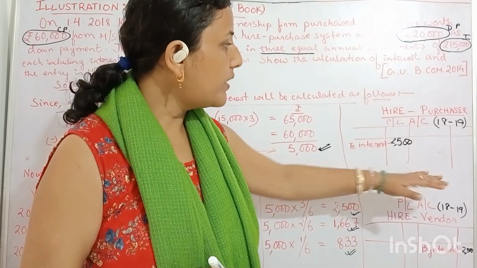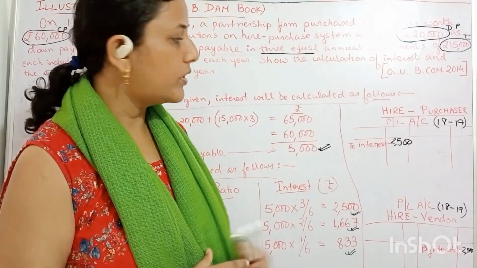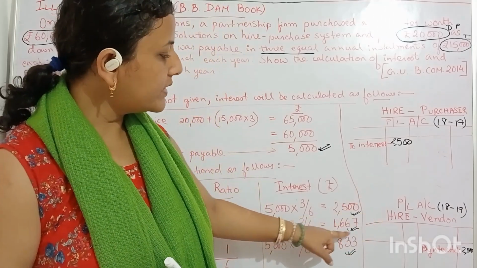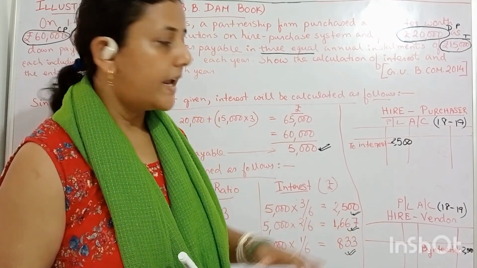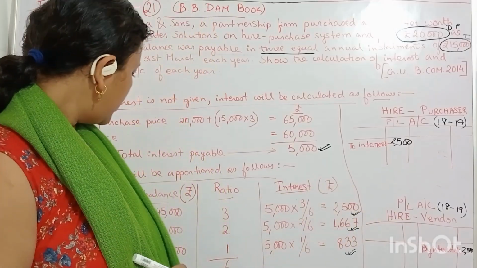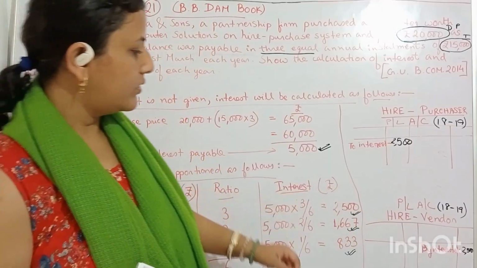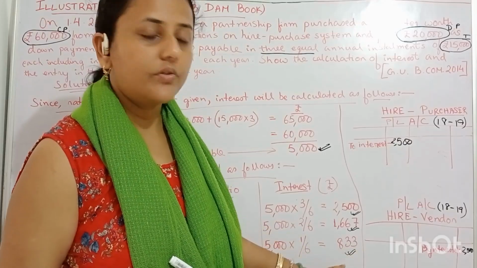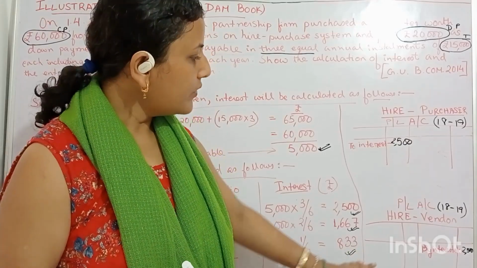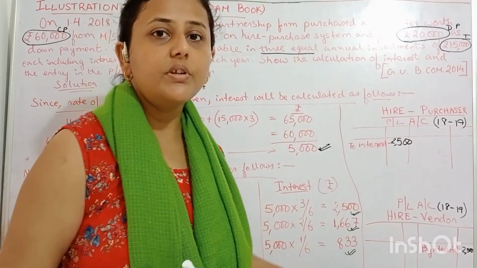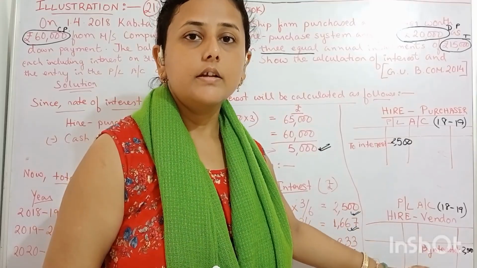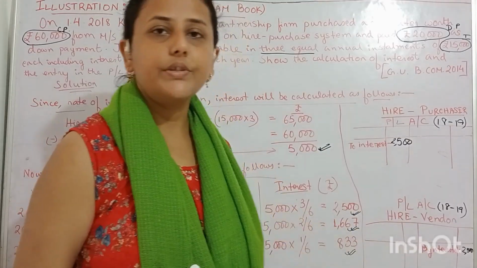Then you prepare another format for P&L account for the 19-20 year. Then you write to interest and put this amount, 1667. Again you prepare another account in the books of hire purchaser for the year 2021, and put the amount of interest, to interest 833. Now in the books of hire vendor also, similarly, you have to prepare P&L account for 18-19, 19-20, then 20-21.